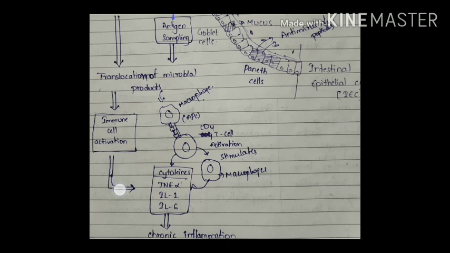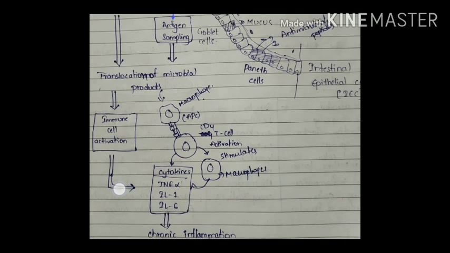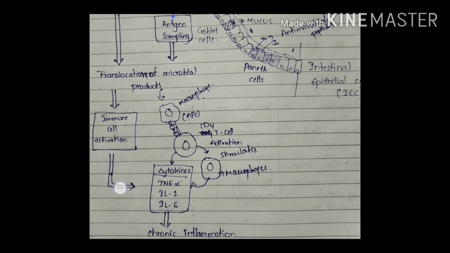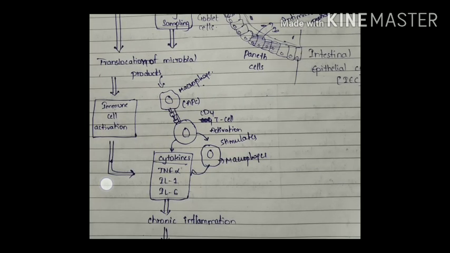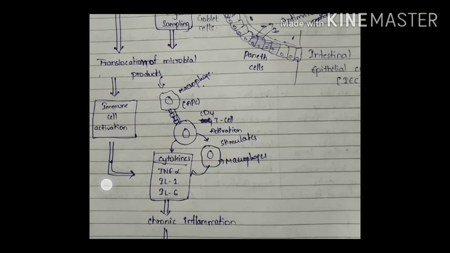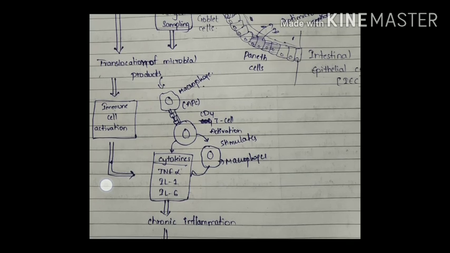These CD4 T cells further stimulate and activate the macrophages. So these stimulated macrophages and CD4 T cells further start releasing cytokines including TNF alpha, interleukin 1 and interleukin 6. This continuous release of cytokines results in inflammation that leads to chronic inflammation, which in turn leads to the systemic and local complications associated with IBD.